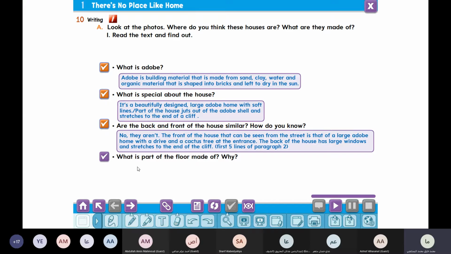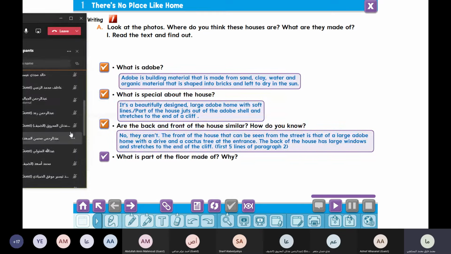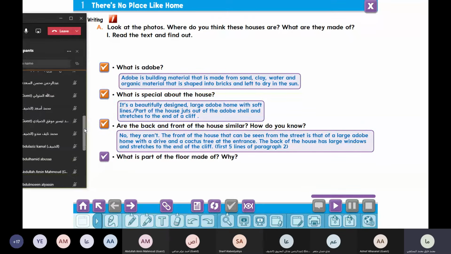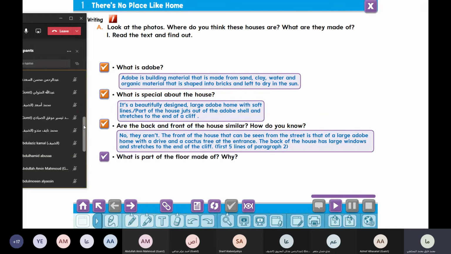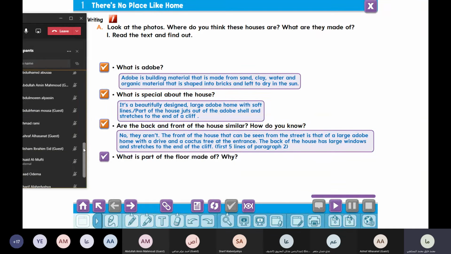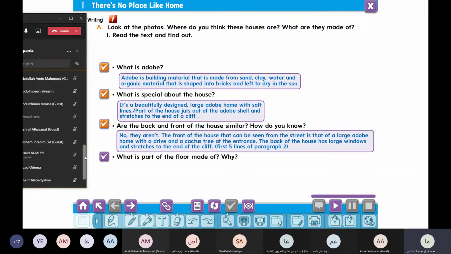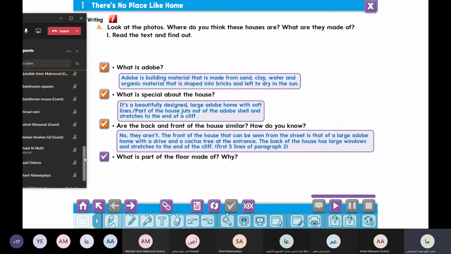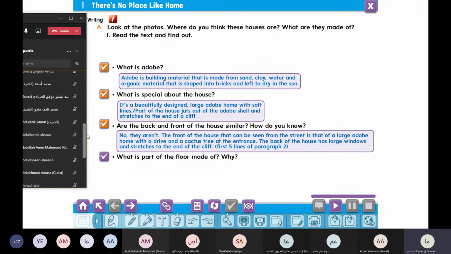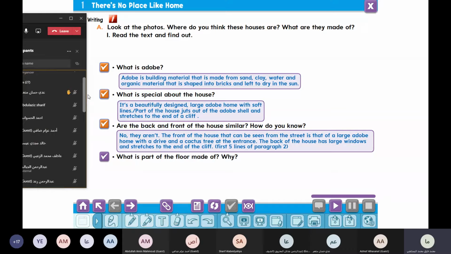Now, what about the last question? Who can read the last question? Muhammad Taysir, are you here? Yusuf, are you here? Ahmed Rami. Uday, read. Yes, teacher.